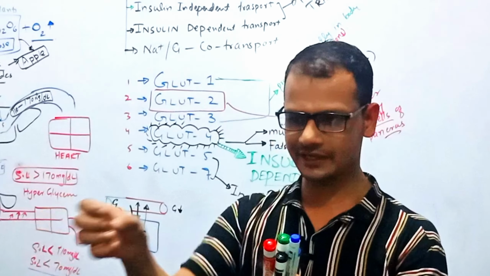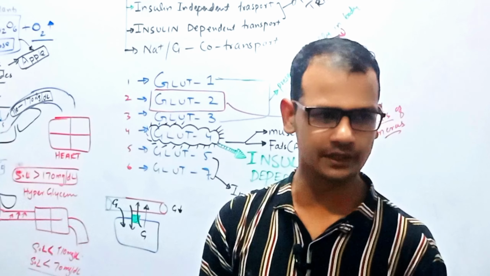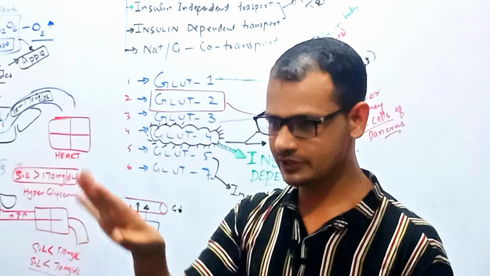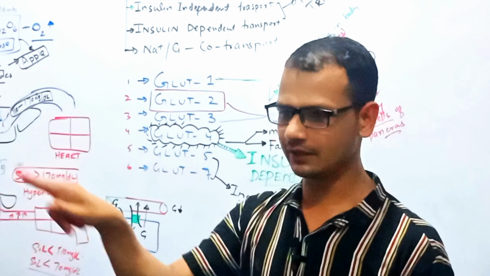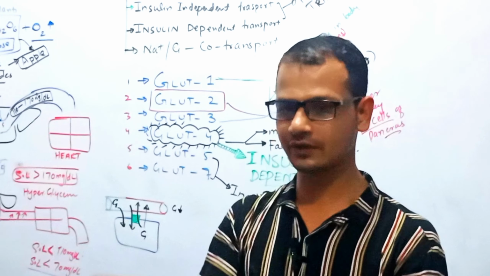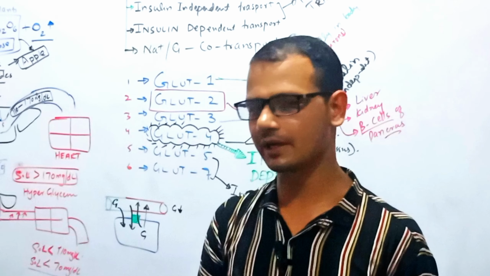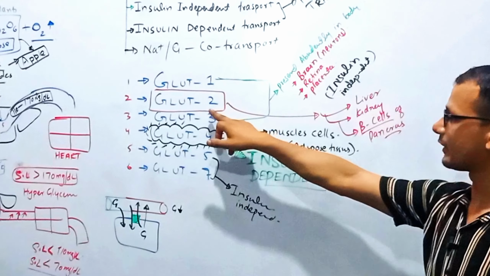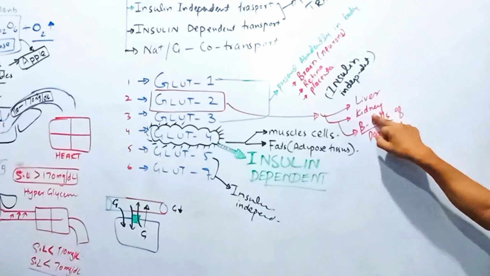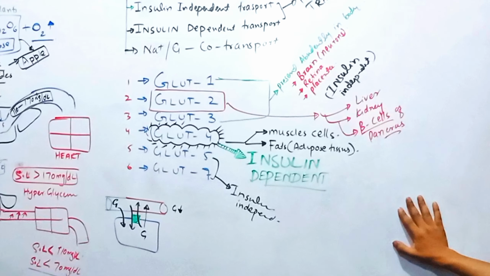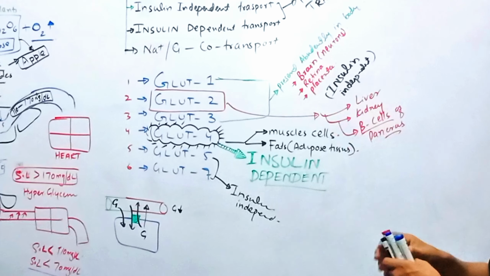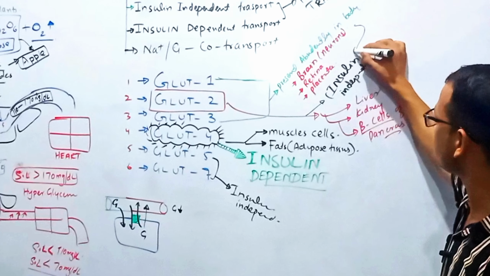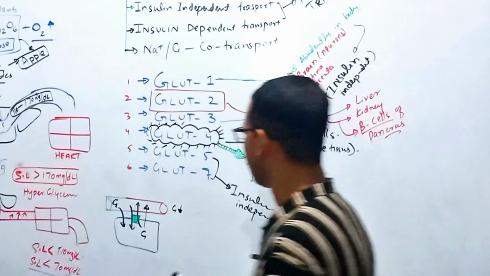So if the glucose level increases, it will release insulin and lower the glucose level, and if the glucose level decreases in the body, the alpha cell will release glucagon and increase the glucose level in the body, or increase the glycogen breakdown, right? So these GLUT2 receptors are present in the liver, kidney and beta cells of the pancreas. These are also insulin independent, right?